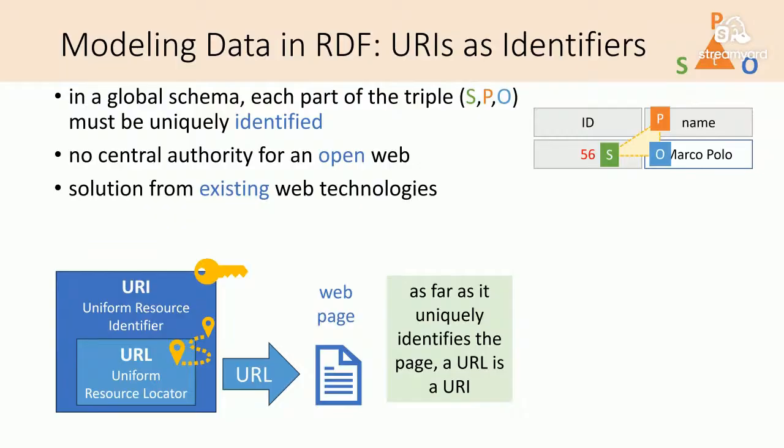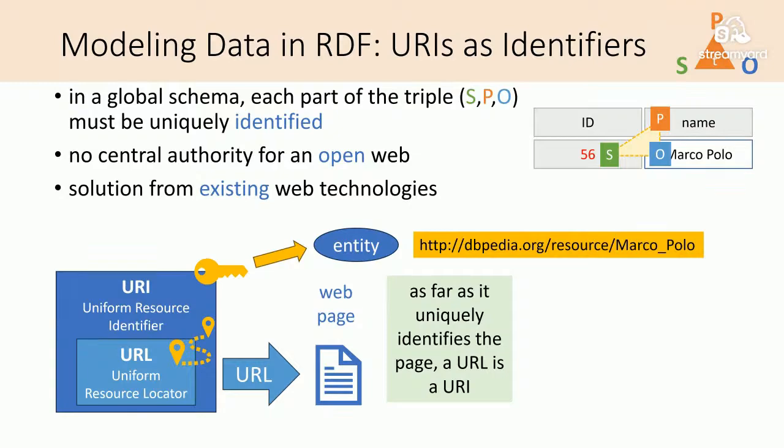So just like we forge a URI for any web page, we can forge a URI for any entity. The same authority which ensures that my domain in the web is unique will be used to ensure that my identifiers are unique at a global level. For instance, here you see the URI of Marco Polo in DBpedia, which is the semantic web version of Wikipedia.